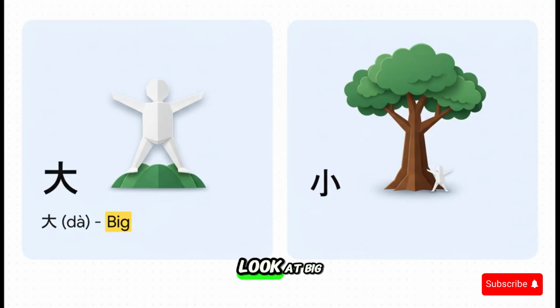And finally, let's look at big and small. The character for big looks like a person standing with their arms stretched out wide. It's expansive, it's open, it visually screams bigness. And by contrast, the character for small is all tiny and contracted, like its arms are pulled in close.